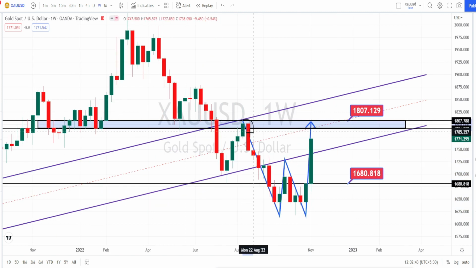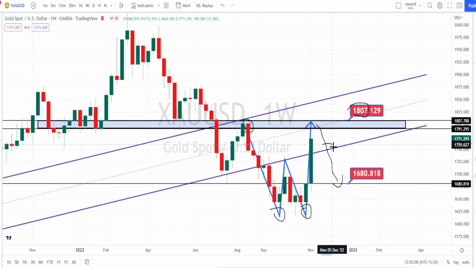And you can clearly notice that it is trying to complete a double bottom pattern. So once the price action reaches this zone between 1807 to 1800, we can expect the bounce back on the bearish side retracement. But during the bearish side retracement also, it has to break this trend line or the support line from the past price action in order to continue its bearish side retracement.